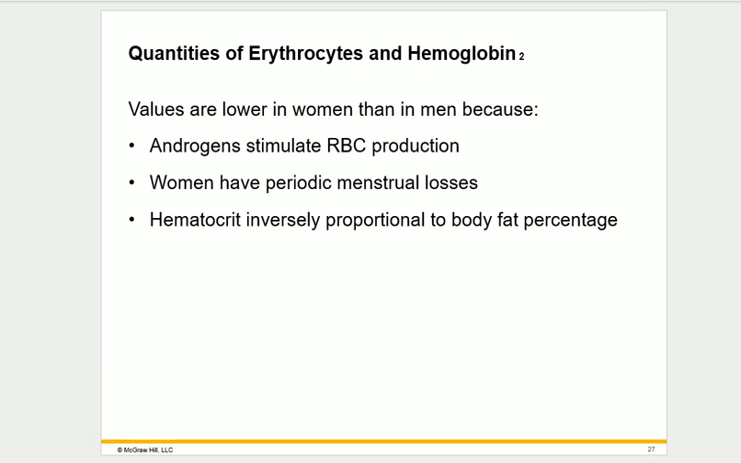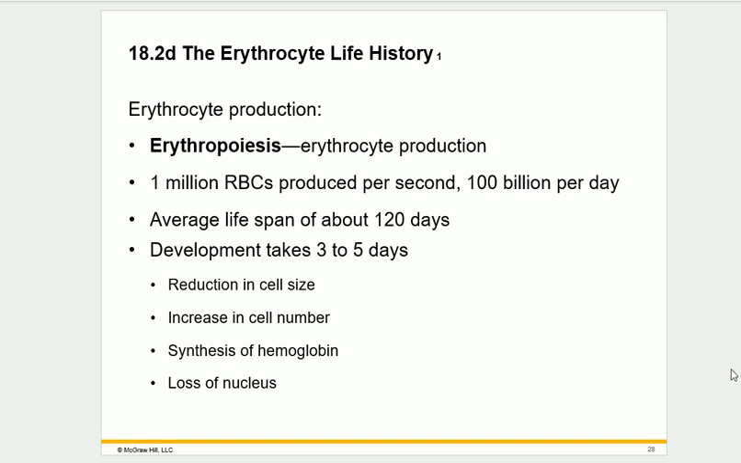Here's a slide of what we just discussed, which moves us on to the red blood cell life history. So, erythropoiesis, so red blood cell production. This process normally takes about 3 to 5 days, and it involves four major developments: a reduction in cell size, an increase in cell number, the synthesis of hemoglobin, and the loss of the nucleus and other organelles.